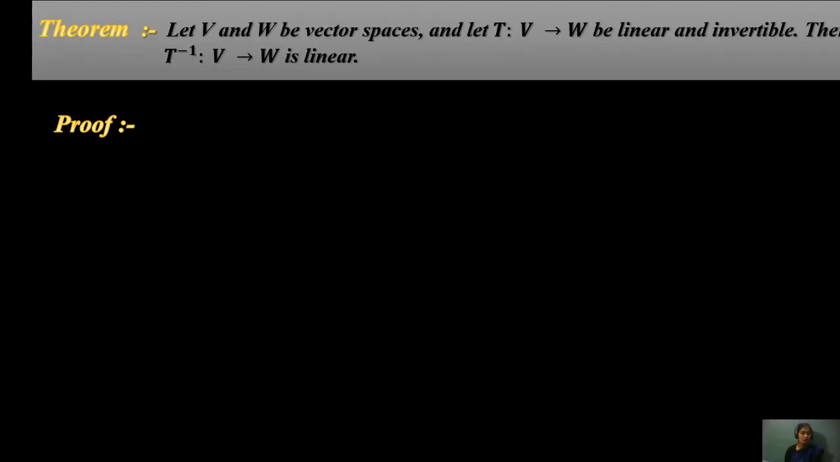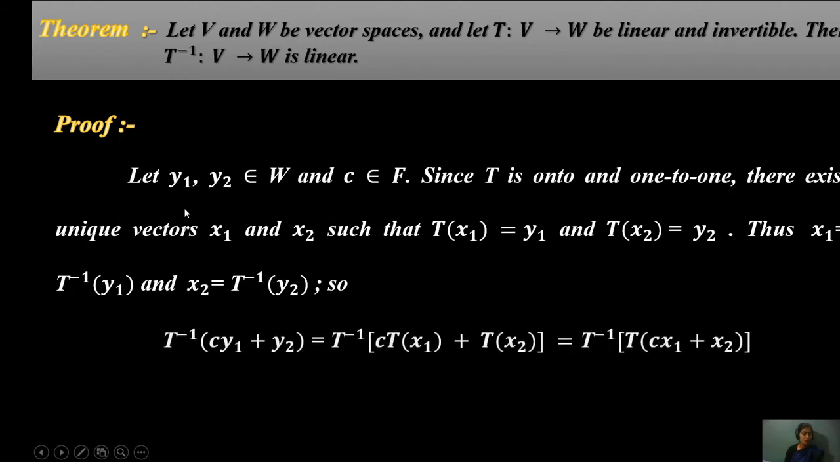Today we discuss the sum theorem and an example. Let V and W be vector spaces and let T from V to W be linear and invertible. Then T inverse, from W to V, is linear. Let us get started.